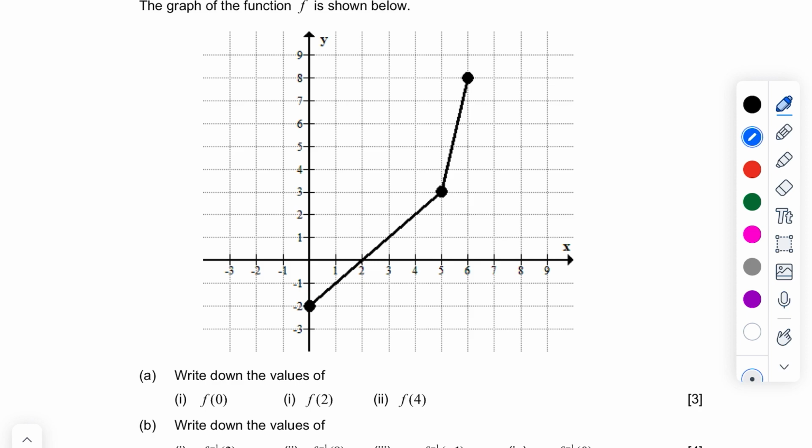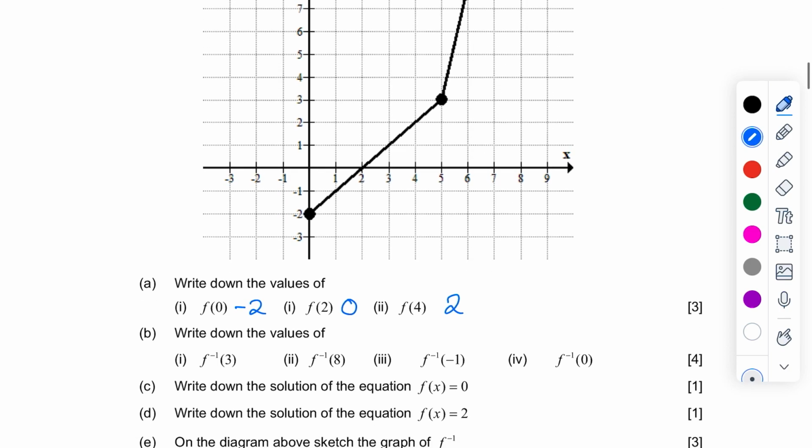Question number 8. The graph of the function f is shown below. Find f of 0. f of 0 is negative 2. f of 2 is 0. f of 4 is 2. Write down f inverse of 3.